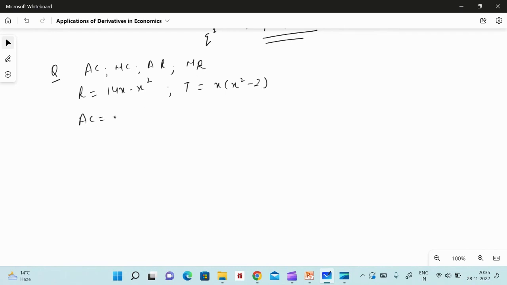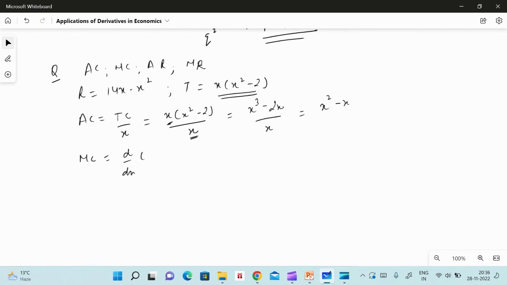Fine. So first of all, we will calculate average cost. This is equal to total cost divided by x. And my total cost here is x into (x square minus 2) divided by x. So simply I will open the brackets: x cube minus 2x by x, or simply I will get x square minus 2 by cutting this x with this x. Clear? Moving toward marginal cost, it is the derivative of total cost. So the derivative of x cube minus 2x gives me 3x square minus 2.